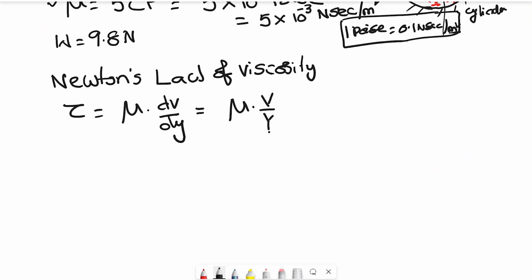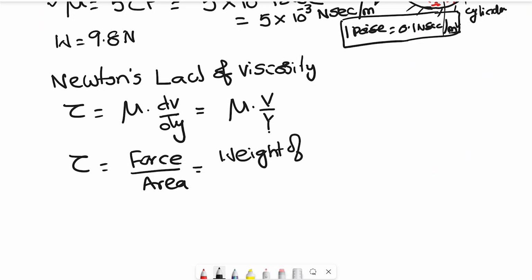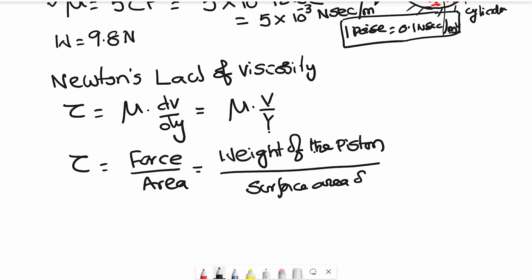So what is tau equal to? It is force by area. Right? Force by area means what is the force actually? It is the shear force. This shear force, when it is moving for the oil, is nothing but the weight of the piston, divided by which area should I use? The surface area of piston.